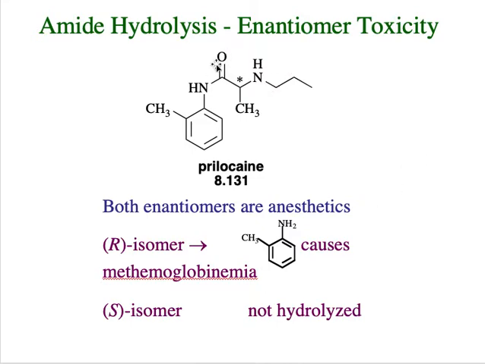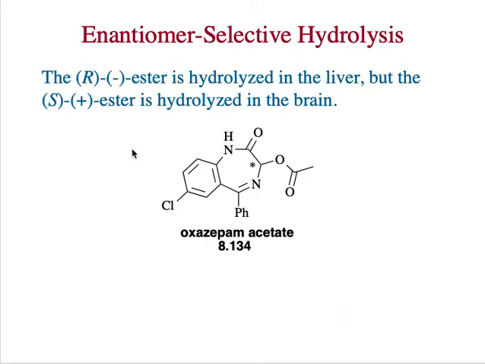Another issue is, again, there's different enantiomer toxicities. This is just to remind you again that your body's chiral, proteins are chiral, and they recognize chiral substrates. An example of this can be seen in different enantiomers of drugs having different actions. This is really cool too, right, you have the R ester is hydrolyzed in the liver, but the S ester is hydrolyzed in the brain. So this is an example.